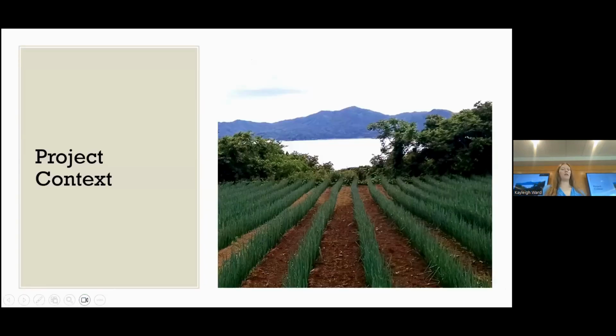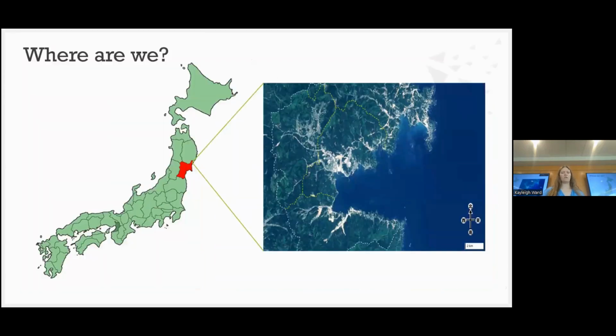There we go. Okay. So I'm going to give you a crash course on what happened on March 11th, 2011, which is the particular disaster context we are in. First, I'm going to orient you to where we are in Japan. We're in the northern part of Japan called Tohoku, and within Tohoku, we're in Miyagi Prefecture. Miyagi Prefecture is shown in red here.